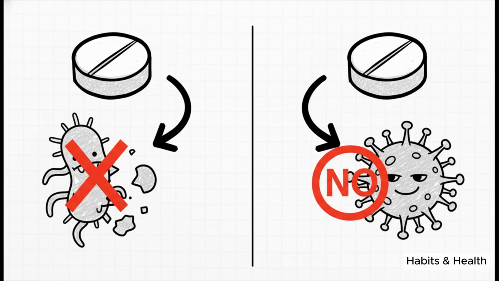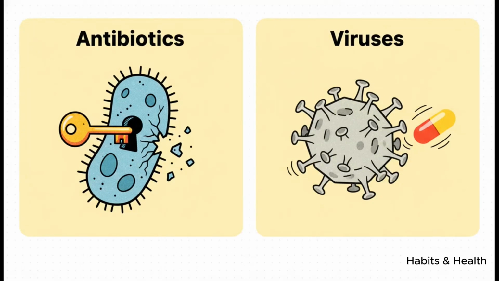Antibiotics are for bacteria, period. Against a virus, they do absolutely nothing. And here's the crucial reason why. Think of antibiotics like a super-specific key, designed to fit a very specific lock. They target things that only bacteria have, like the special machinery they use to build their cell walls. Well, a virus doesn't have a cell wall.